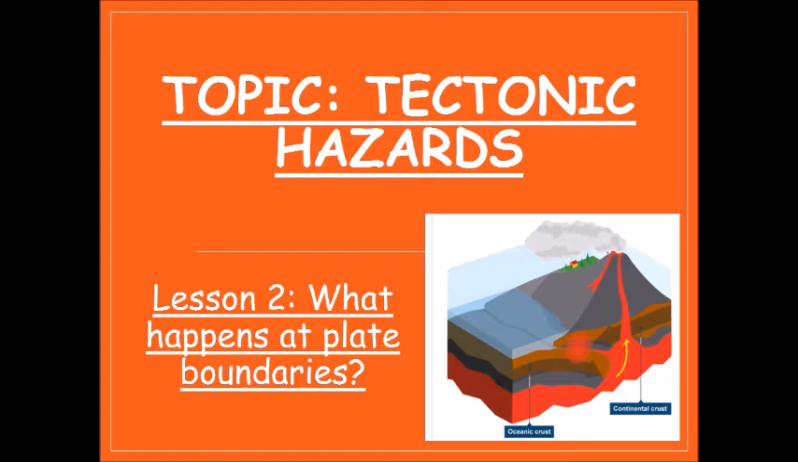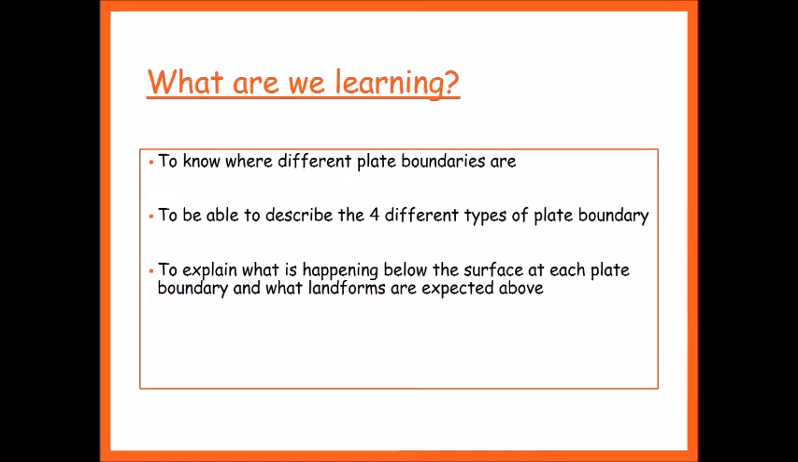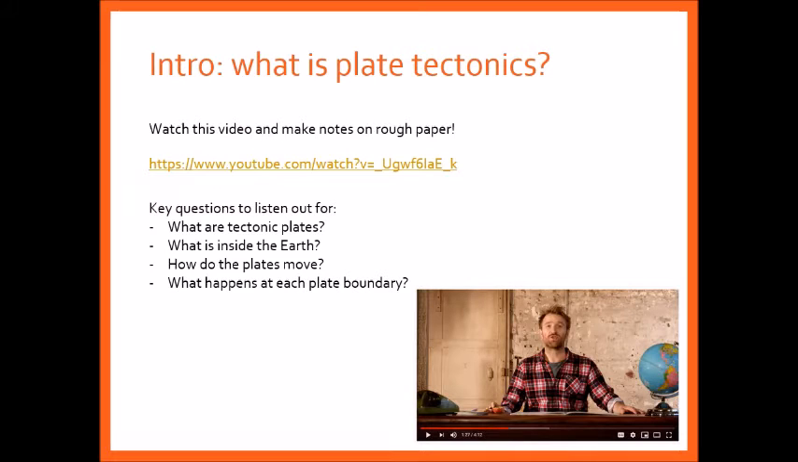Okay, so lesson 2, what happens at plate boundaries? We're still on our topic of tectonic hazards, and today we're going to look at what's happening at each different type of plate boundary, where the tectonic plates meet, and what kind of problems and issues this is going to cause us. So what are we learning today? Hopefully we're going to know where different plate boundaries are. Then we're going to be able to describe the 4 different types of plate boundary, and we're going to be able to explain what is happening below the surface at each plate boundary and what landforms or features or hazards are expected above the ground.